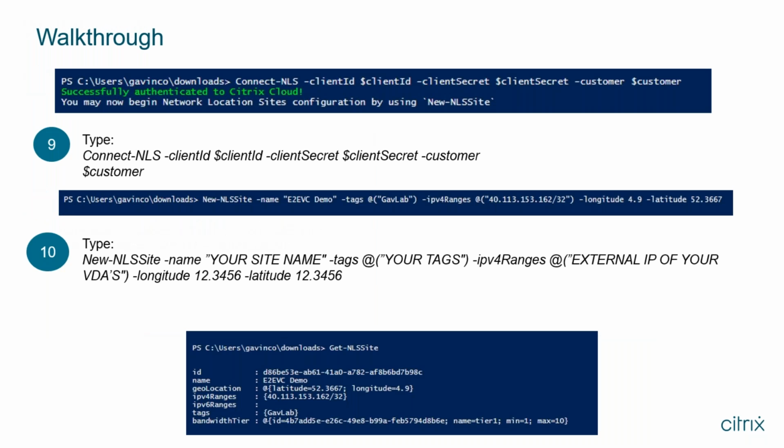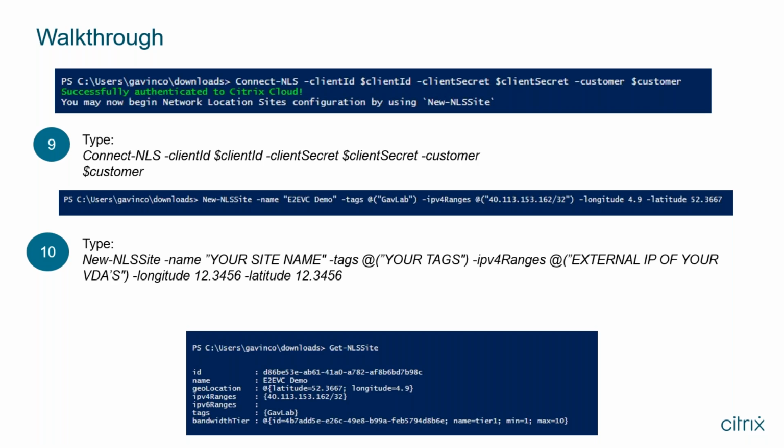So next, what we need to do then is a Connect-NLS, and we need to populate that with those three attributes that we've configured before. Once we push them in and they're correct and accepted, we'll see the green successfully authenticated to Citrix Cloud. We may now begin to use NLS by configuring New-NLSSite.